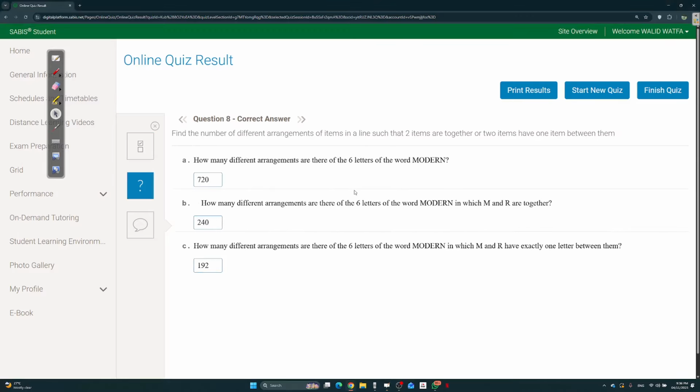Okay, this is the same thing. How many different arrangements of the 6 letters of the word modern? Are there any letters being repeated? No. So all you do is 6 factorial. Nothing is being repeated, so it's 720. How many different arrangements do you have in which M and R are together?